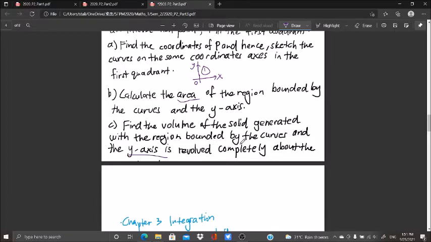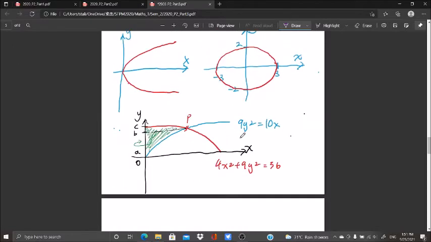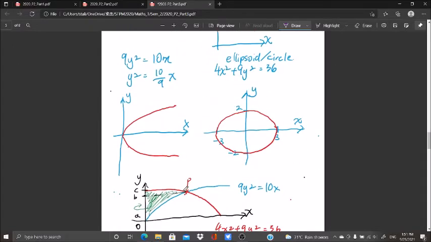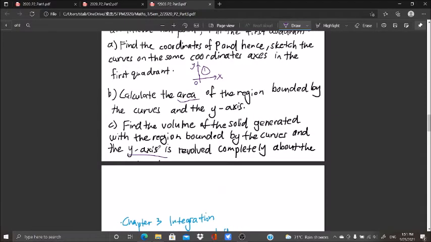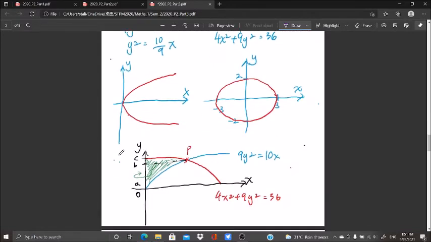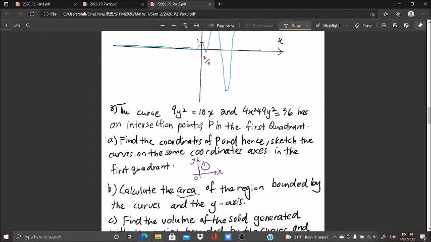is revolved completely about the x-axis. I guess it is completely revolved about the y-axis. I think this part I accidentally moved downside. Is revolved completely about the y-axis, because I looked back at the curve I sketched. Okay, so let us dissect this question.